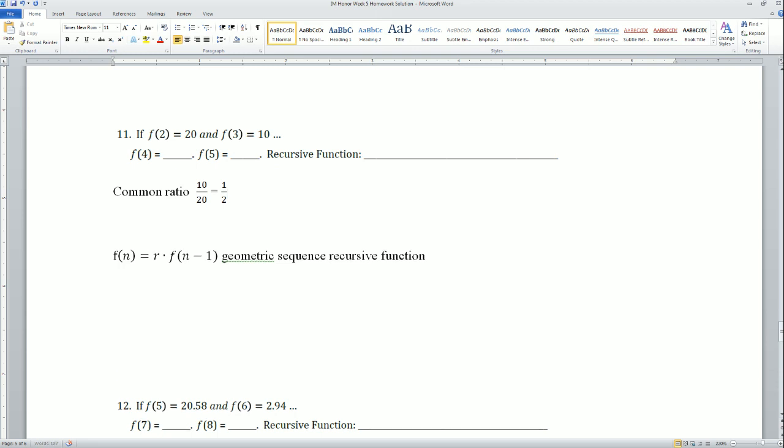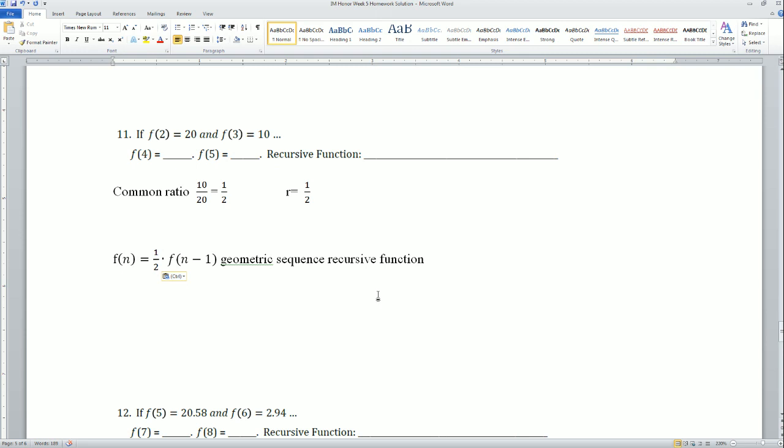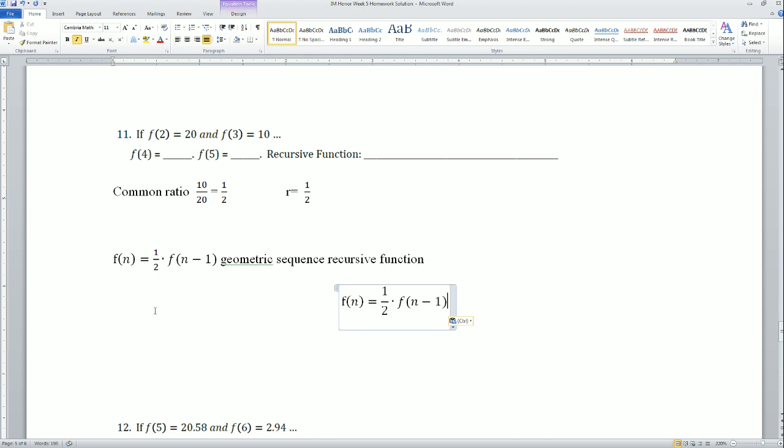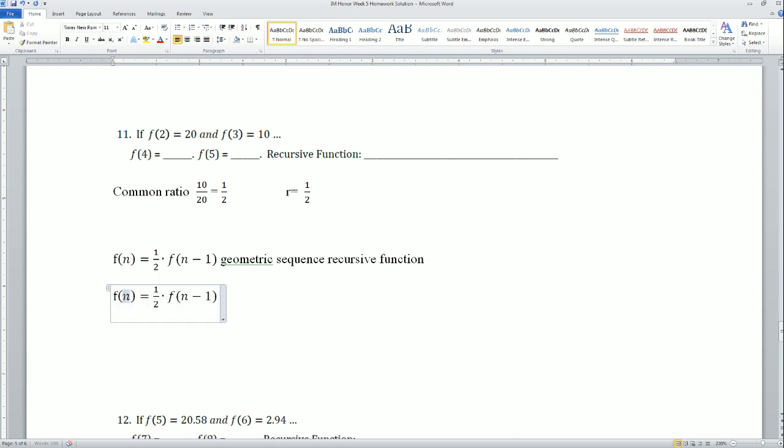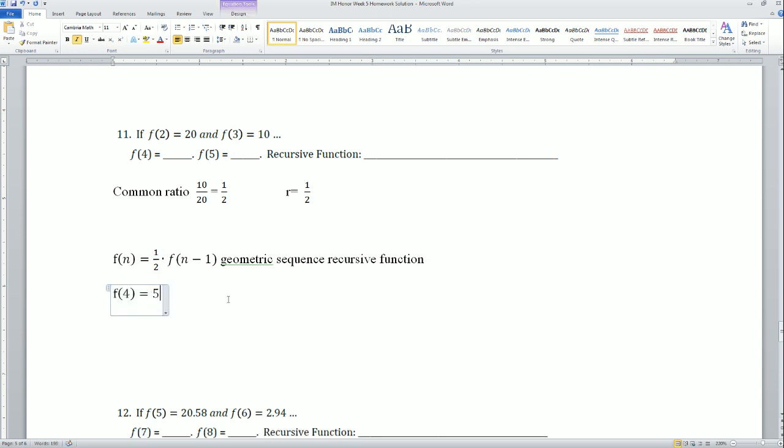Right? We know that the R is equal to 1/2. Okay? So R becomes 1/2. There you go. That's the geometric sequence for the recursive function. Okay? Now I'm going to try to find the fourth. So plug in 4 here for n, 4 here for the n. What is function of 4 minus 1? Which 4 minus 1 is just 3. What is the function of 3? Function of 3 here is 10. Okay. What is 1/2 times 10? 5. There you go. Okay. Good.